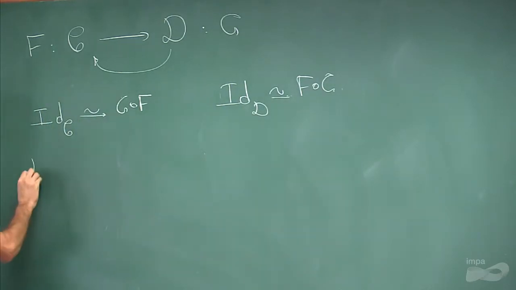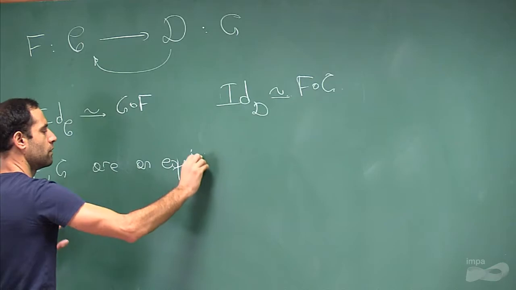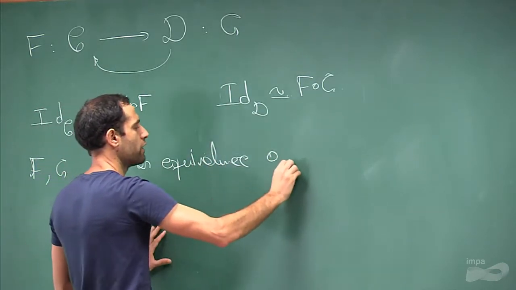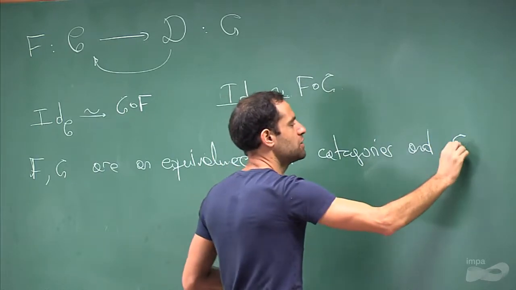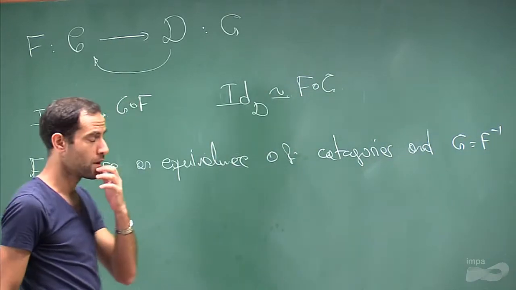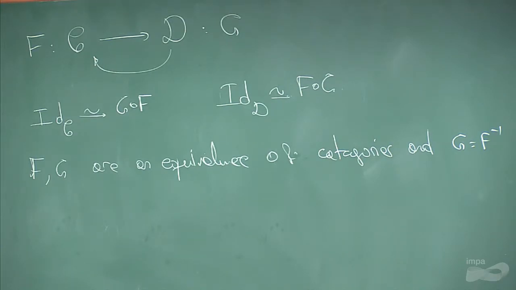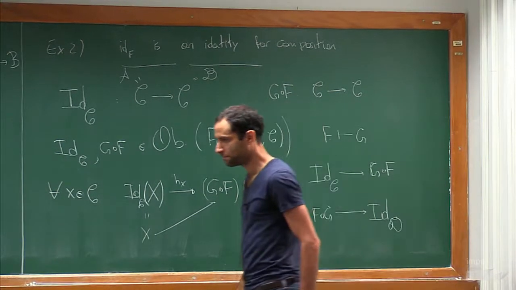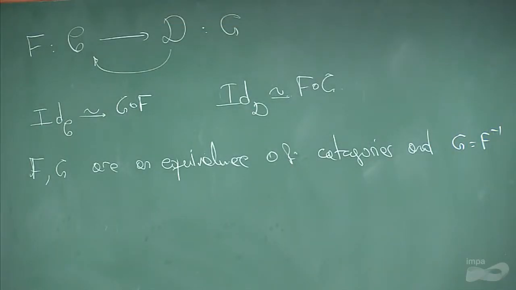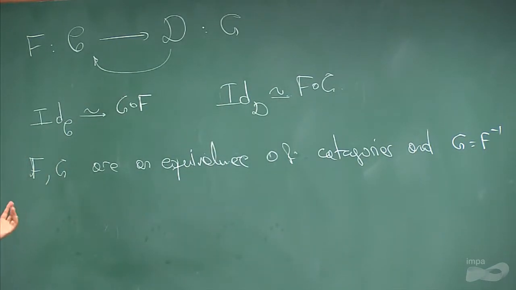So in this situation, we say that F and G are an equivalence of categories, and we typically call G F inverse. And what we see is that whenever we have an equivalence of categories, the two functors, a functor and its inverse, are adjoint. And moreover, we have both adjunctions. F is left adjoint to F inverse, and it's also the right adjoint to F inverse. Notice, this is important.